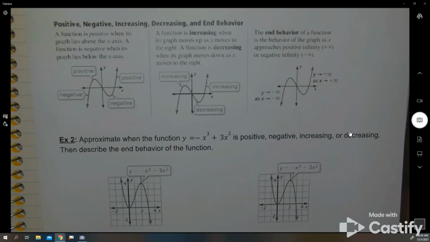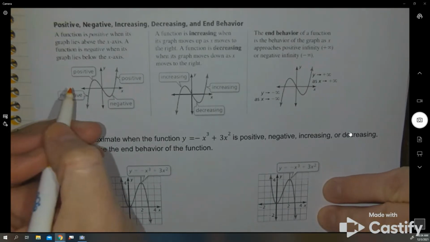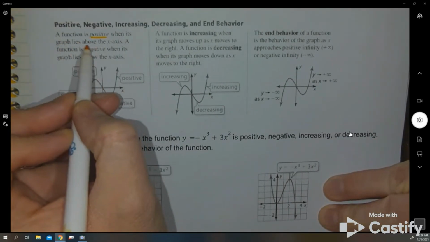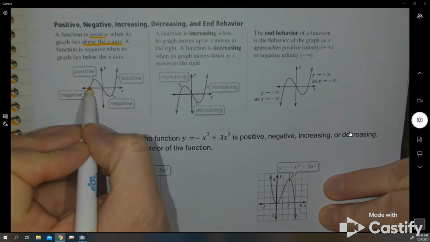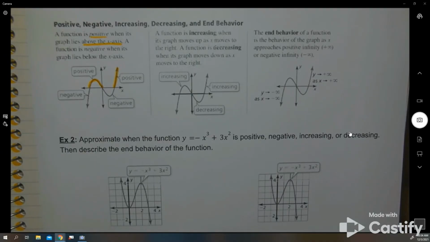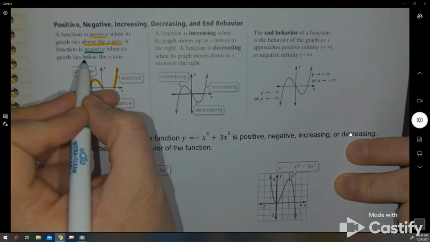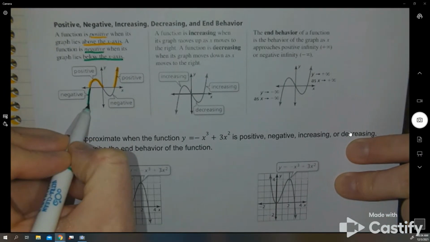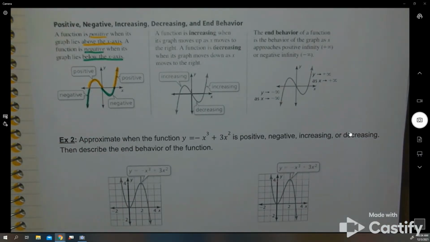So what I want you to notice is when we have positive behavior, it says that positive is when its graph is above the x-axis. So when I look here, they're labeled, but it's this spot there and this spot here. Those are the positive sections. Likewise, we also have negative sections, and that is when it is below the x-axis. So all these spots down here would be considered negative behavior.